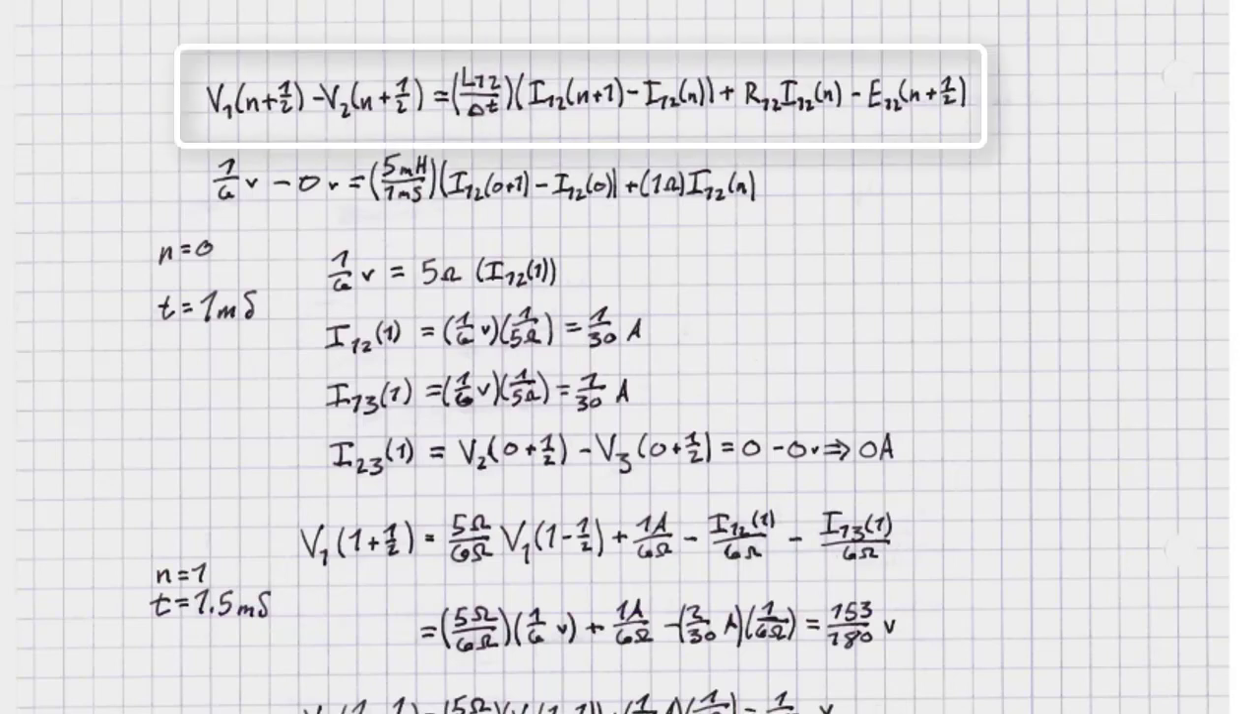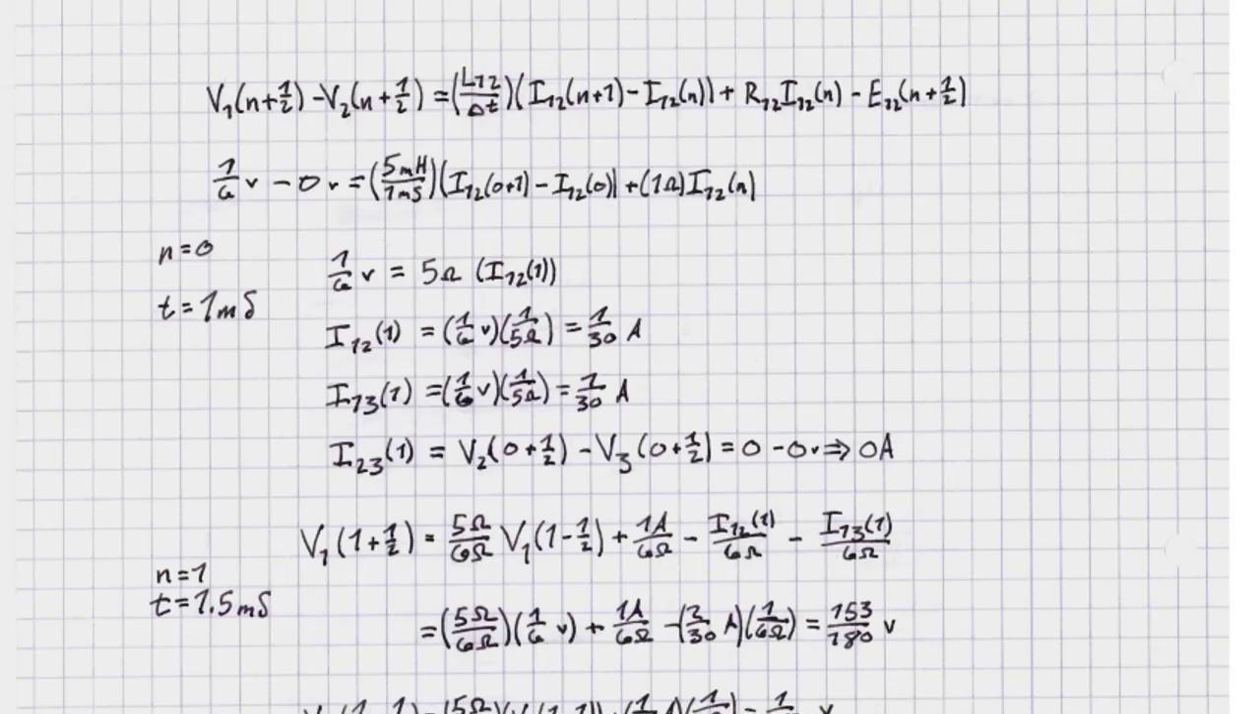Using the equation V1 of 1/2 minus V2 of 1/2, we can get the amperage for segment 1,2. This gives us V1 of 1/2 minus V2 of 1/2 equals L of 1,2 times I of 1,2 at time 1 minus I of 1,2 at time 0 divided by delta t, plus R of 1,2 times I of 1,2 at time 0, minus E of 1,2 at time 1/2. Now we know there's no E source on the segments 1,2, 2,3, or 1,3, so we can remove all of those from these equations.